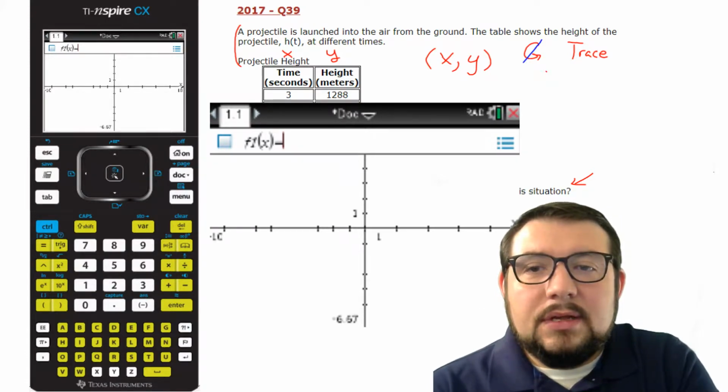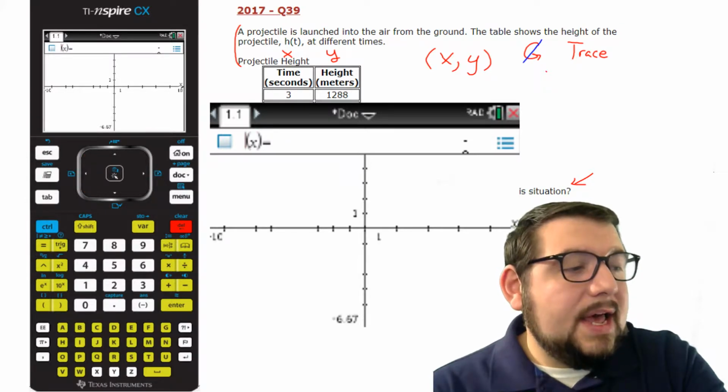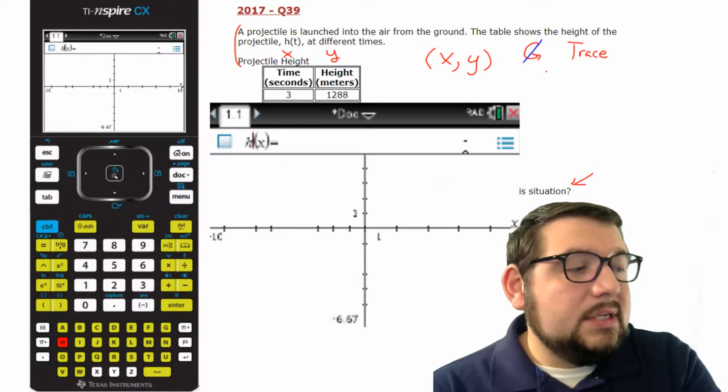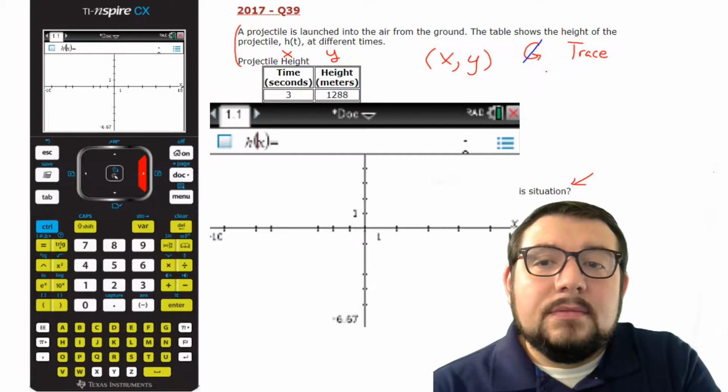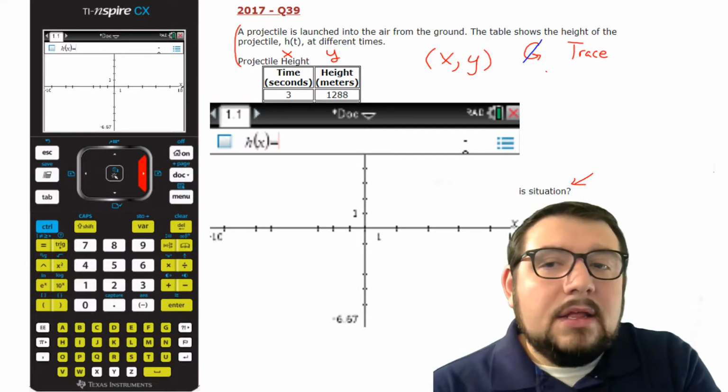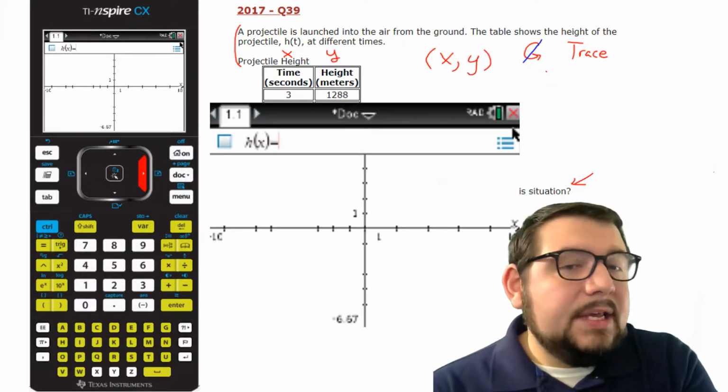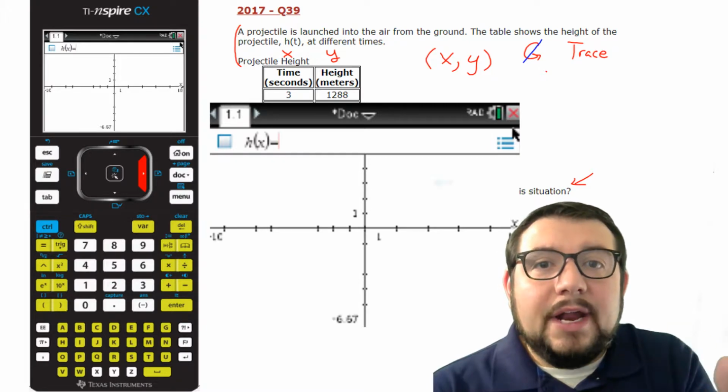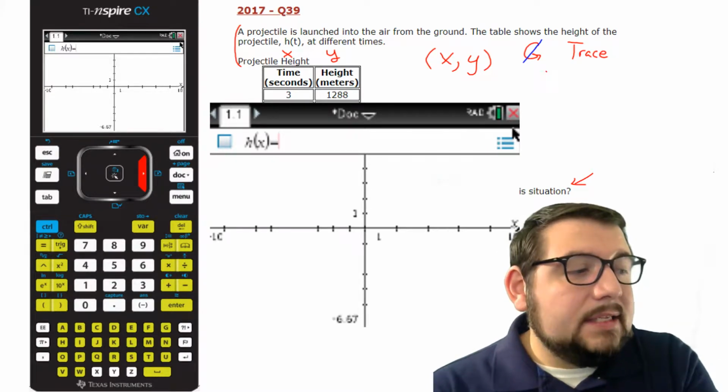So I'm going to go into the calculator here, and I'm just going to go back, and change that to the letter H. And you can do the same thing on your calculator. Now the letter inside the parentheses has to be X, otherwise the calculator is going to give you an error. So it has to be X.